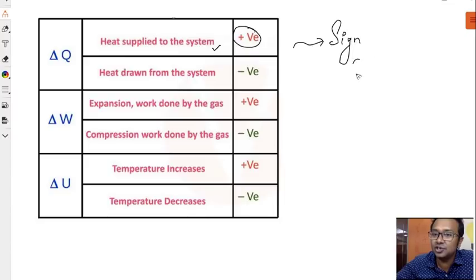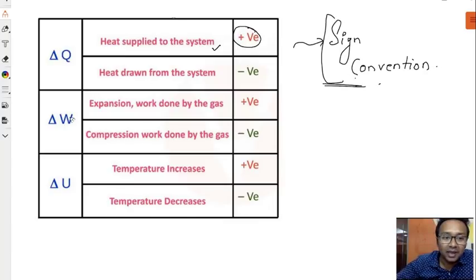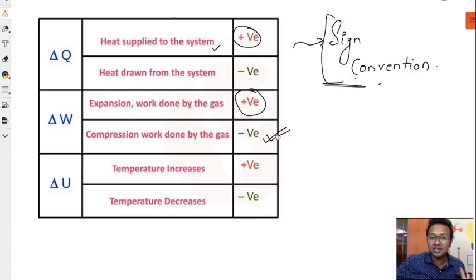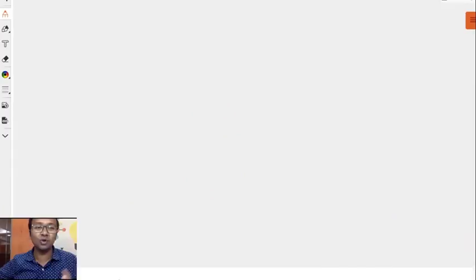The sign convention has to be applied very carefully in order to get all your questions right. Okay. Now, if the work is done by the gas, students, the piston is going to go up. Expansion is happening, which means delta V is positive. If delta V is positive, my dear students, then work done is also going to be positive, and vice versa is also true. Delta U, just now we have discussed, students: temperature increases, delta U increases. Very simple. Now here we will go ahead and solve some problems, students.